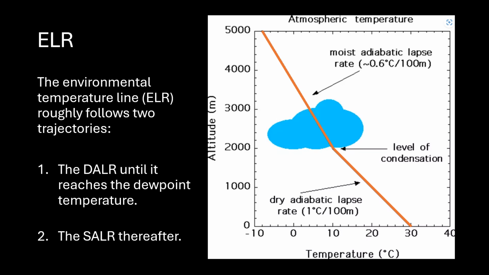The red temperature line, which is properly known as the environmental lapse rate, or ELR, roughly follows the dry adiabatic lapse rate trajectory until the dew point temperature is reached, and then after that the temperature falls less quickly with height, and the standard trajectory is the saturated adiabatic lapse rate, or SALR. In fact, the ELR rarely follows this idealized path at all. This is because the stability of the atmosphere varies enormously with weather systems, and it also varies considerably with height.